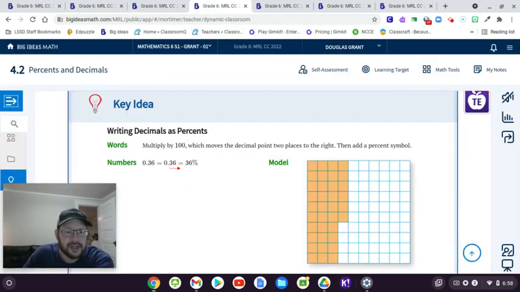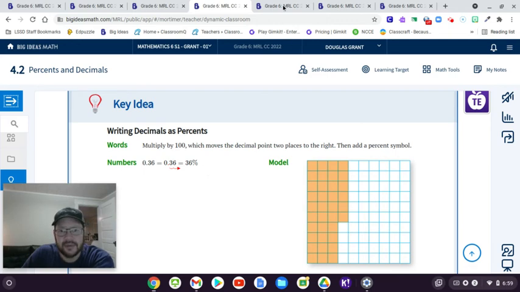And this is how to write decimals as percents. Okay, also not tricky. You just move the decimal 2 places to the right. So to go from a decimal to a percent, you move the decimal 2 places to the right and then stick a percent symbol in there. Okay, here's an example if you want to jot this one down.